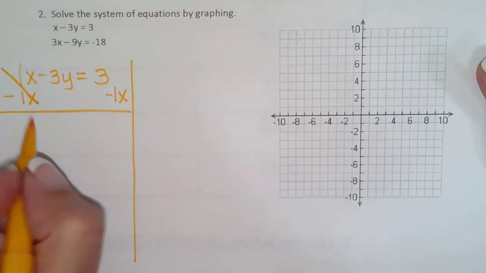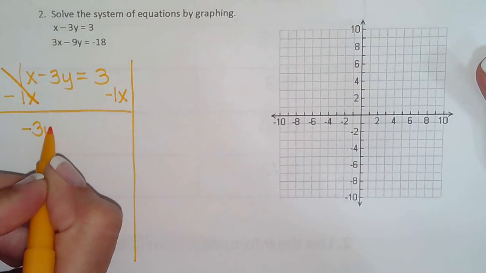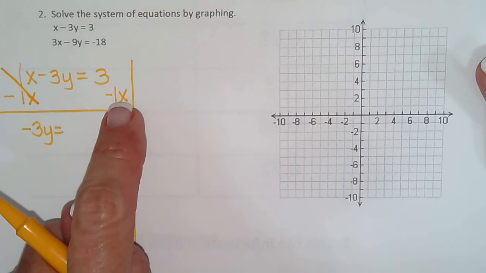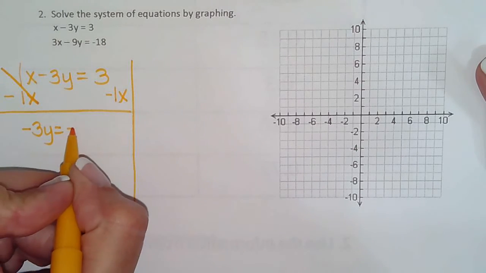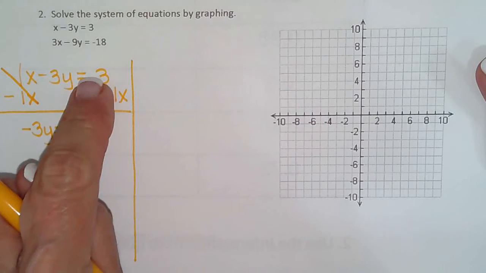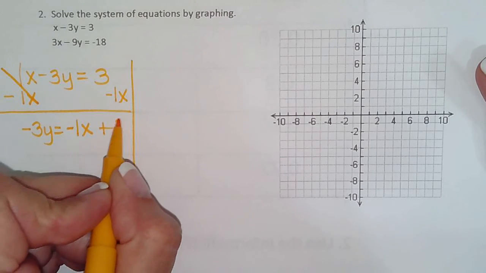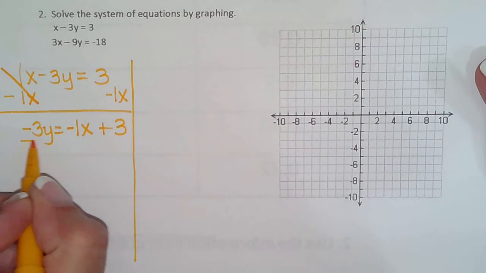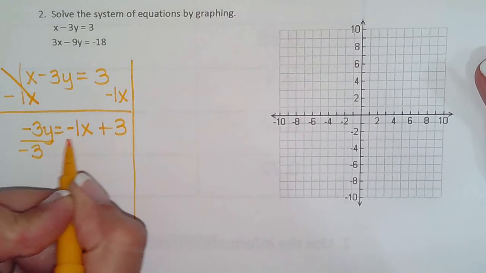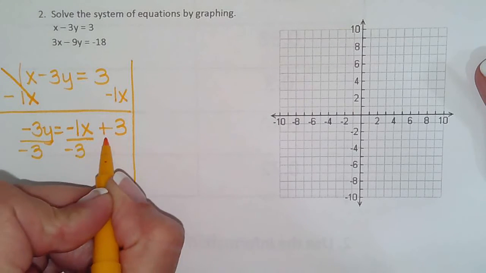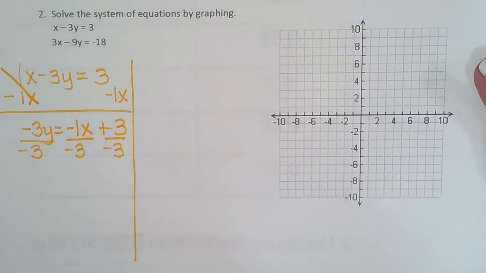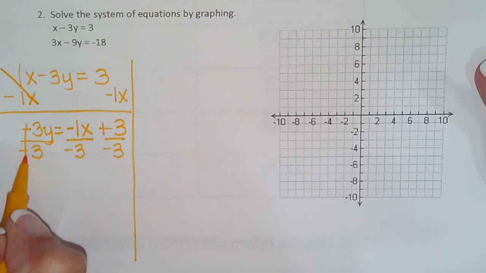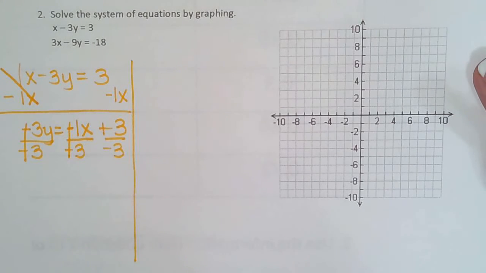That cancels, and we get negative 3y equals, turning these around, negative 1x. Keep the sign that's in front of it with it. 3 has no sign, so that means it's positive. This is the type that I told you earlier a lot of students miss because of the sign, so be careful. The opposite of times negative 3 is divide by negative 3, on both sides. So double negatives, take care of those right away so you don't miss it.